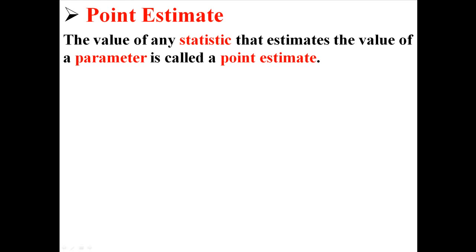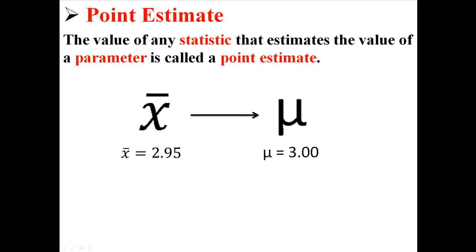The value of any statistic that estimates the value of a parameter is called a point estimate. For example, when you have a statistic like the sample mean, we're trying to estimate the value of a parameter like the population mean. Let's say the population mean is 3; we're trying to get an estimate as close to that value as possible. We're trying to find out what that is, so ideally we'd want it to be 3. In my example it's 2.95. But that's the point of the sample mean, we're just trying to estimate the population mean.